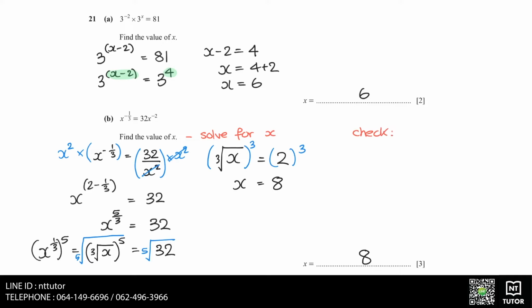So if we substitute 8 into the left-hand side of the equation, or the expression, 8 to the power of minus 1 over 3 equals a half. If we substitute 8 into the right-hand side of the expression, we get 32 times 8 to the power of minus 2, which also equals a half. Therefore, it works out because the left-hand side has to equal the right-hand side.